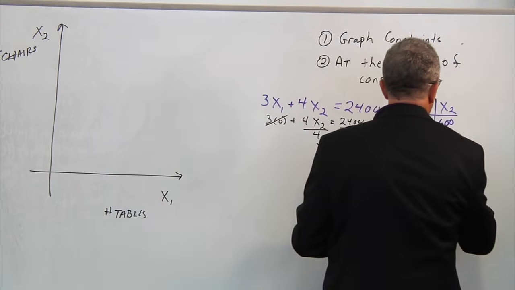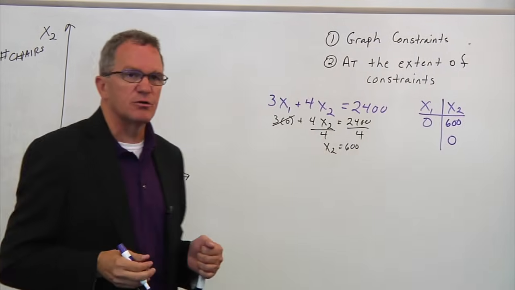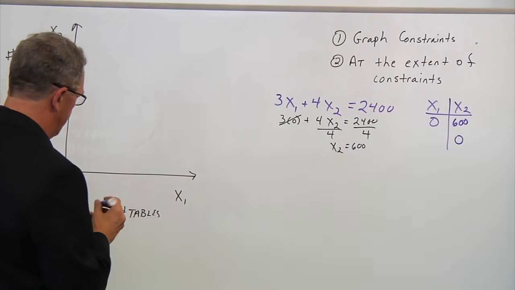What if x2 is 0? What if I make no chairs? How many tables can I make? Well, we'll do the same thing.